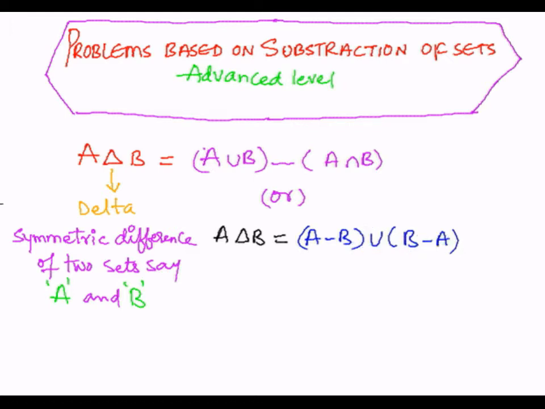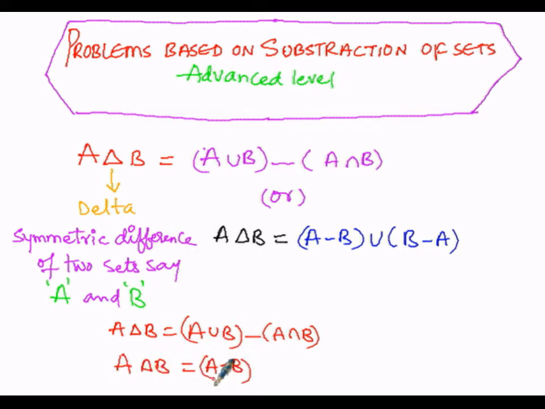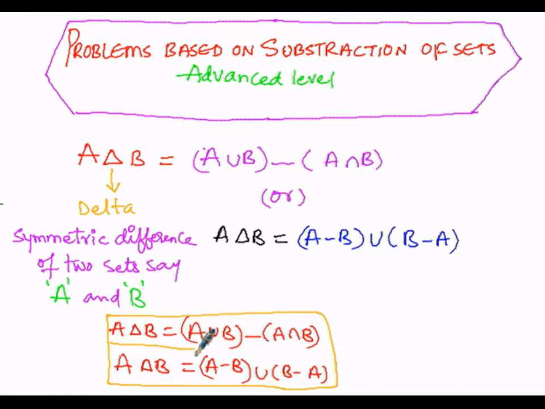So in this regard, let us find out. I am going to write A delta B as, one, A union B minus A intersection B, and the other, A delta B can also be given by A minus B union B minus A. Based upon this, we are going to perform the subtraction of the two sets. So here the example starts now.